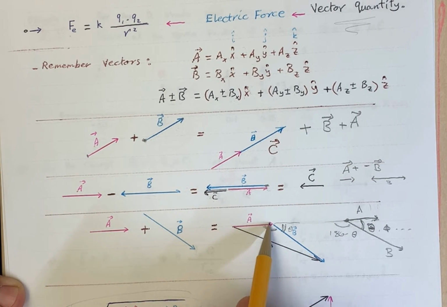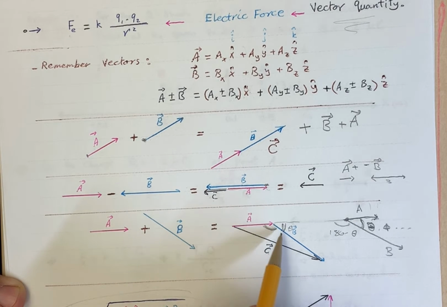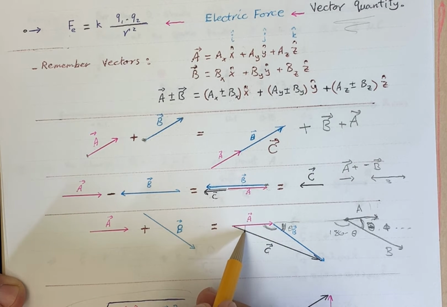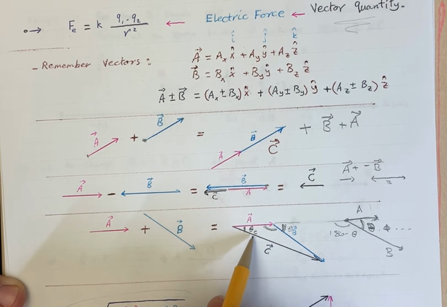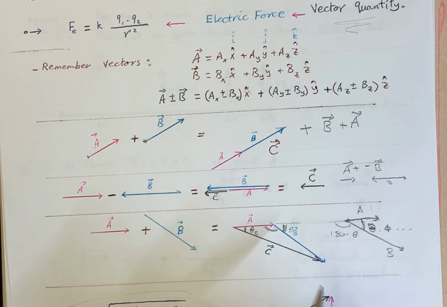So we have A, then we put B at the end of A, and this is the resultant vector, C. And the angle between A and B is this one, which is theta here, which is different than the angle of C. This is theta C, for example. It is different than this one. We can find it.